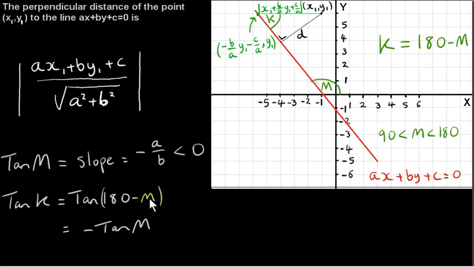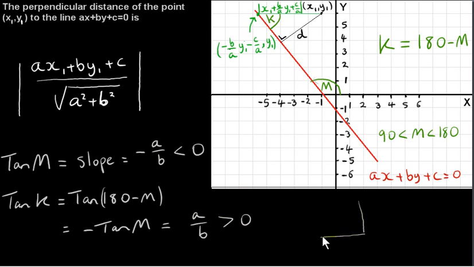So if M was 120 degrees, then the tan of 180 minus 120, or the tan of 60 degrees, would be positive, would be minus the tan of 120 degrees. So we have to get something positive, so we have to stick a minus sign here. K itself is an acute angle, so tan of K has to be positive. Anyway, we know what the tan of M is, so minus tan of M is just A over B, and it's going to be positive.